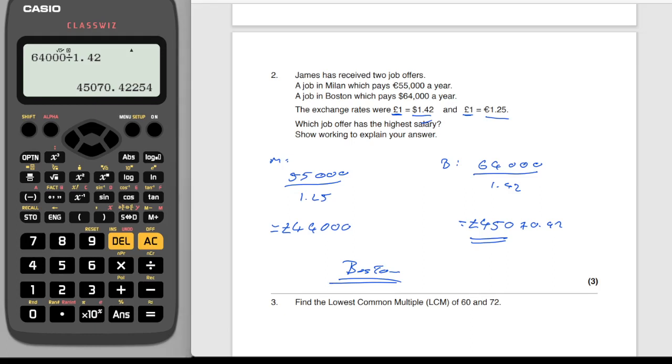A few probably arguably stronger students would have tried to convert them differently. For example, I could have taken the job in Boston, divided that by 1.25 and then times it by 1.42 and compared them in dollars. It doesn't specify what your comparison has got to be in. I would always go for the simplest one on the paper. It doesn't mean that you'll get it wrong if you go for something more complicated. It just means your exam marker is going to have to spend more time going through your solution. So I would always go for the most likely, unless there's a shorter version.